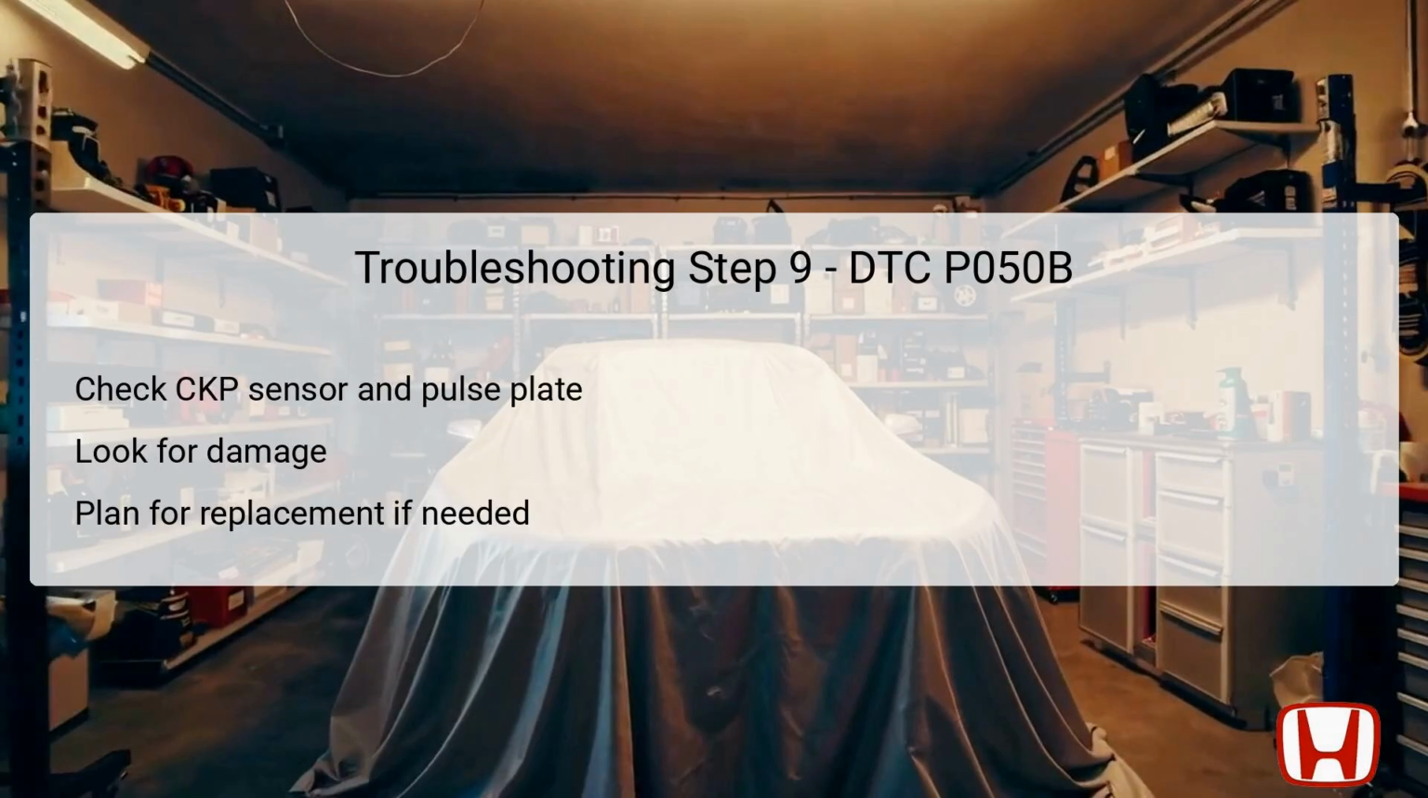Should the ignition timing be found out of specification, the next step involves checking the crankshaft position (CKP) sensor along with the CKP pulse plate for damage. The CKP sensor is critical for determining the position and rotational speed of the crankshaft to aid in timing the ignition. Similarly, the CKP pulse plate works in tandem by providing necessary signals to the engine control module.